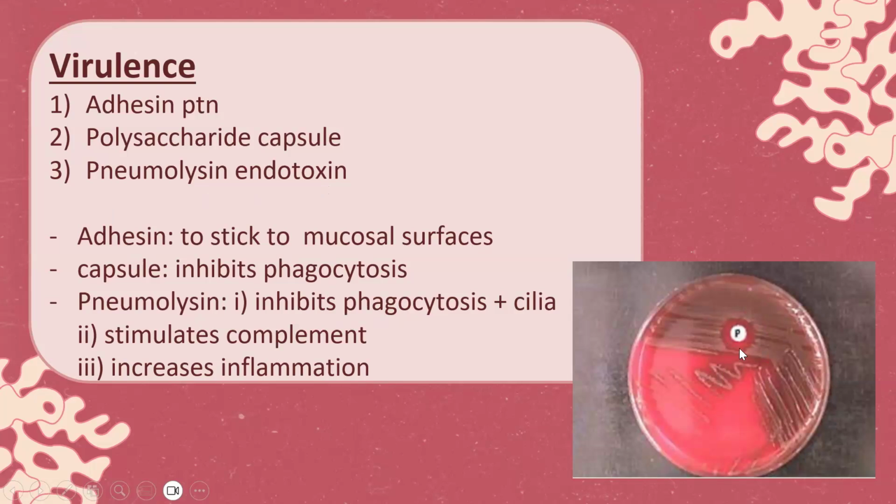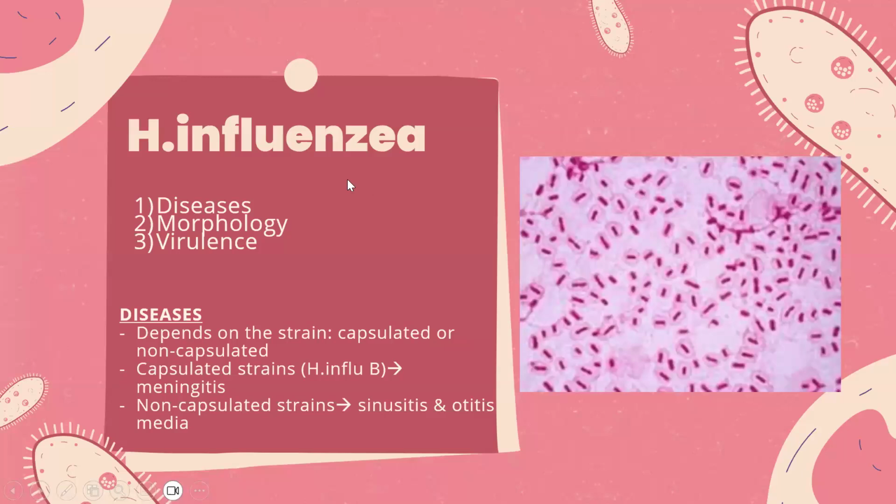Okay. Now let's go to H. influenza, or Haemophilus influenzae. It depends on the strain actually. So the non-capsulated strain, okay, will cause otitis media and sinusitis. The capsulated strains like H. influenzae type B will cause meningitis.